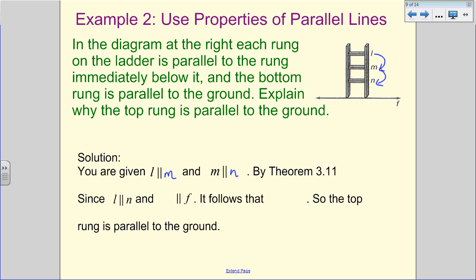And we know N is parallel to F. It's parallel to the ground. So it would follow that if L is parallel to N and N is parallel to F, then we know L, the top rung, is parallel to F, the ground. And that's all. That's the logic. And so you would explain, in that kind of chain of command, L to M to N, and then N to the ground connects top to ground.